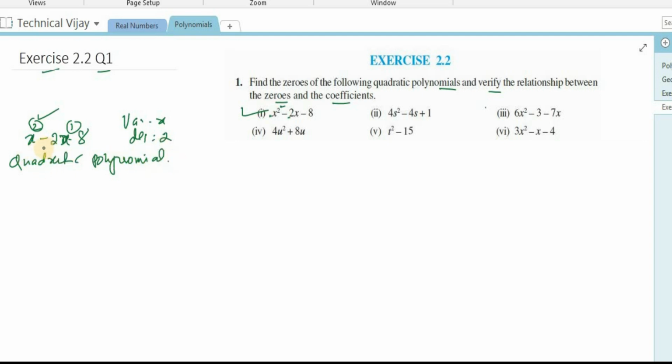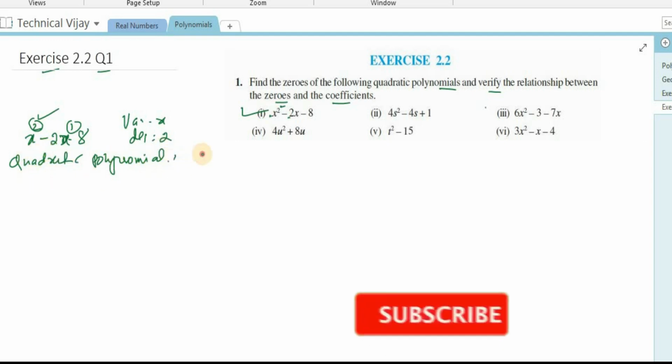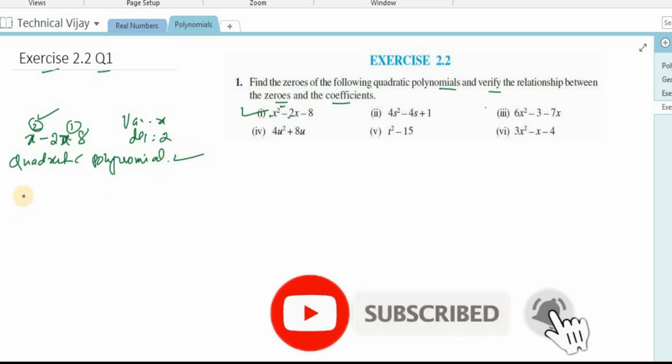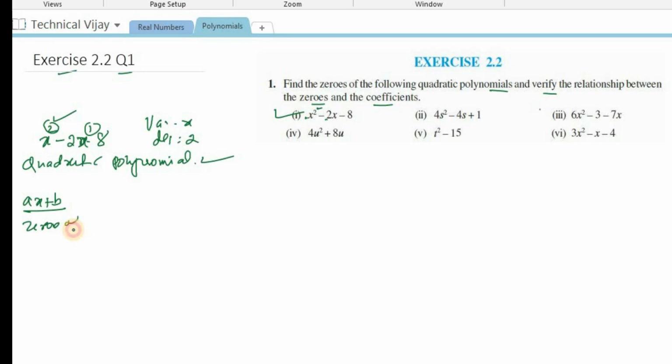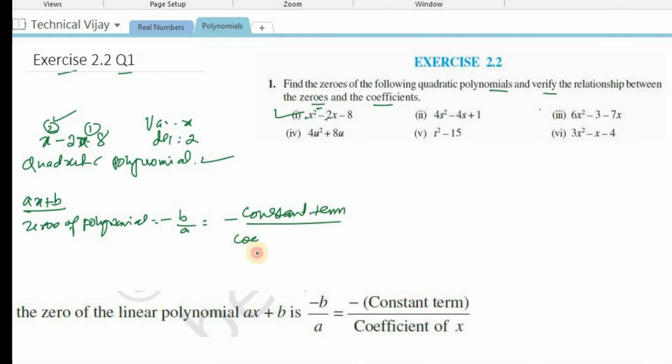So now in this quadratic polynomial, before going to find out this relationship, as we know already for a linear polynomial, the general equation ax plus b, the zero of this type of polynomial is equal to minus b by a, that is, minus of the constant term divided by the coefficient of x. So this we have already seen.